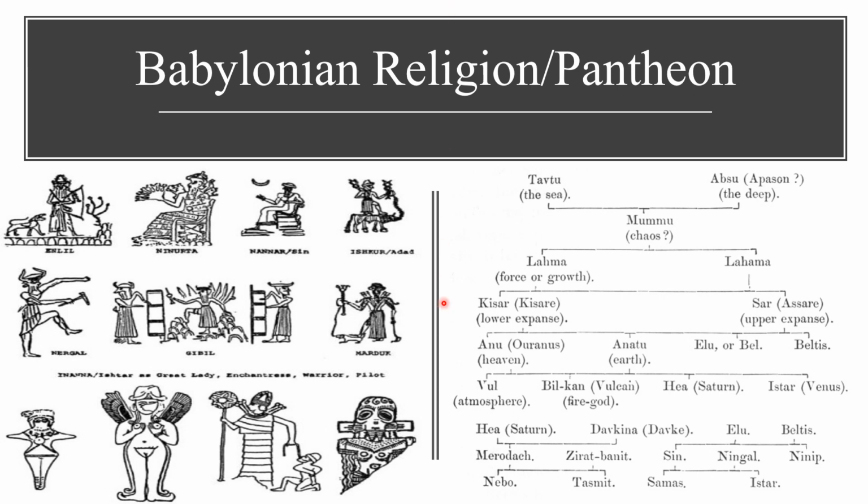This diagram on the right-hand side compares some of the Babylonian deities to the deities of the Greeks and the Romans, suggesting that Babylonian religious beliefs may have spread westward to the civilizations of Greece and eventually to Rome.